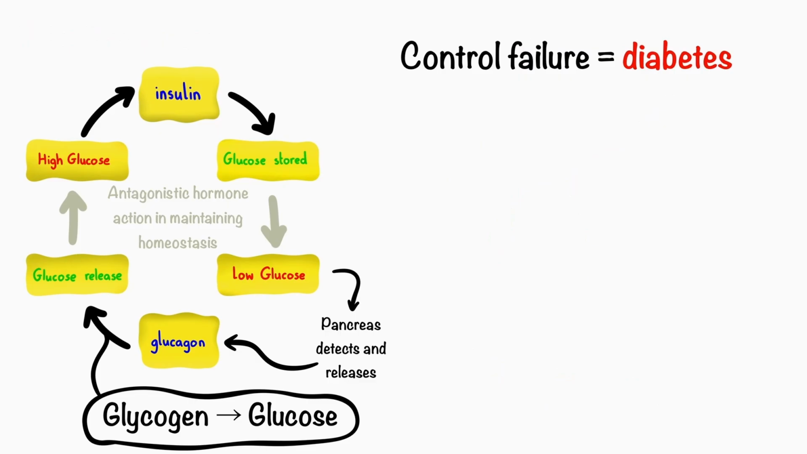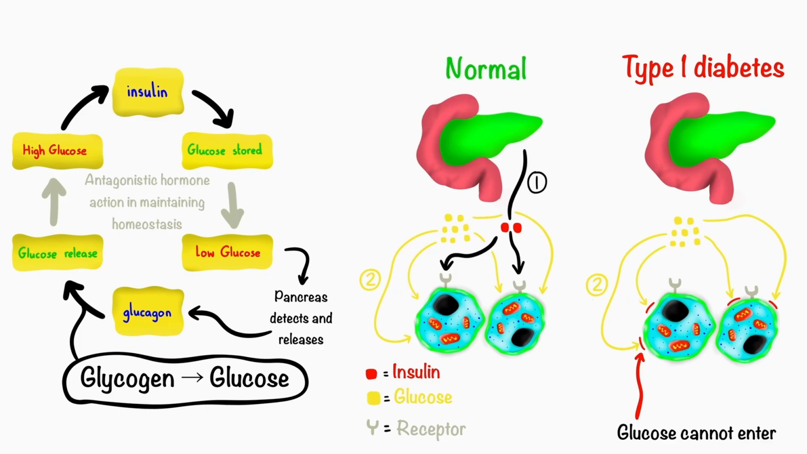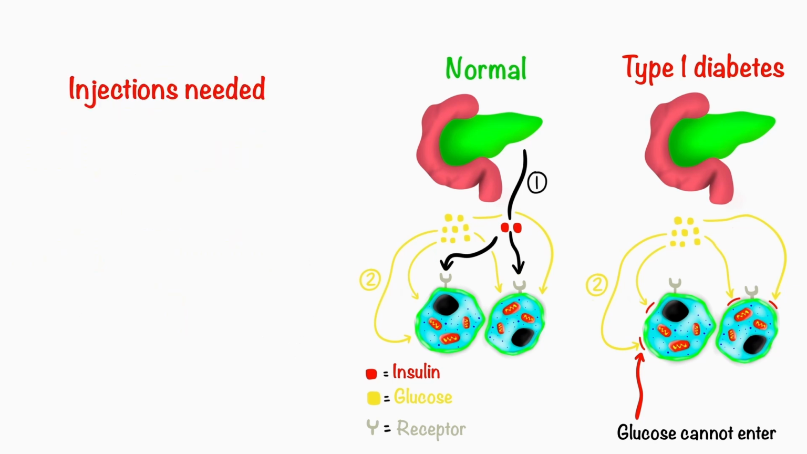Unfortunately, this control system can fail, resulting in a condition called diabetes. There are two main types of diabetes, each with different causes but similar effects. In type 1 diabetes, the pancreas cannot produce enough insulin. This is usually caused by an autoimmune reaction where the body's immune system attacks and destroys the insulin producing cells in the pancreas. Without insulin, glucose cannot enter the body's cells and remains in the bloodstream, leading to high blood glucose levels. People with type 1 diabetes need regular insulin injections throughout their lives to control their blood glucose levels.